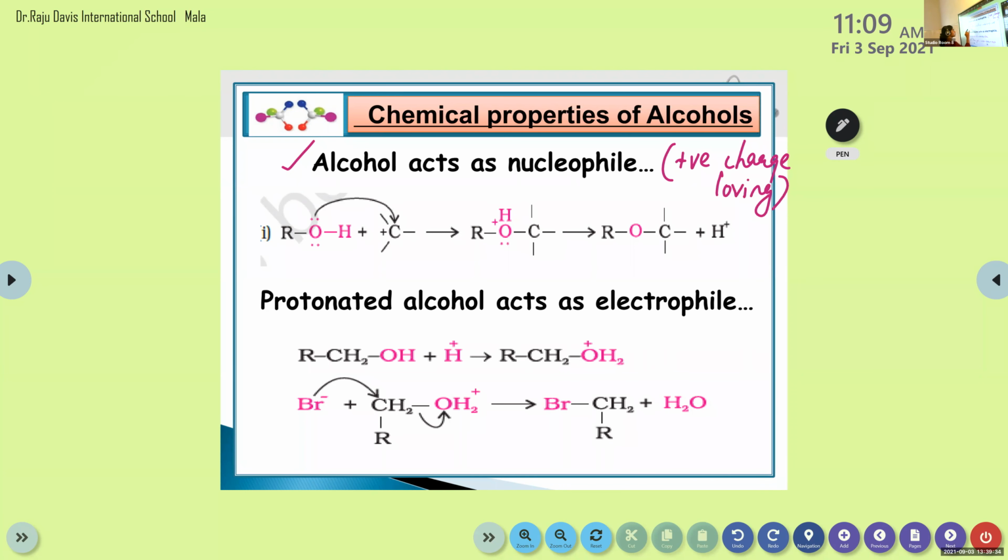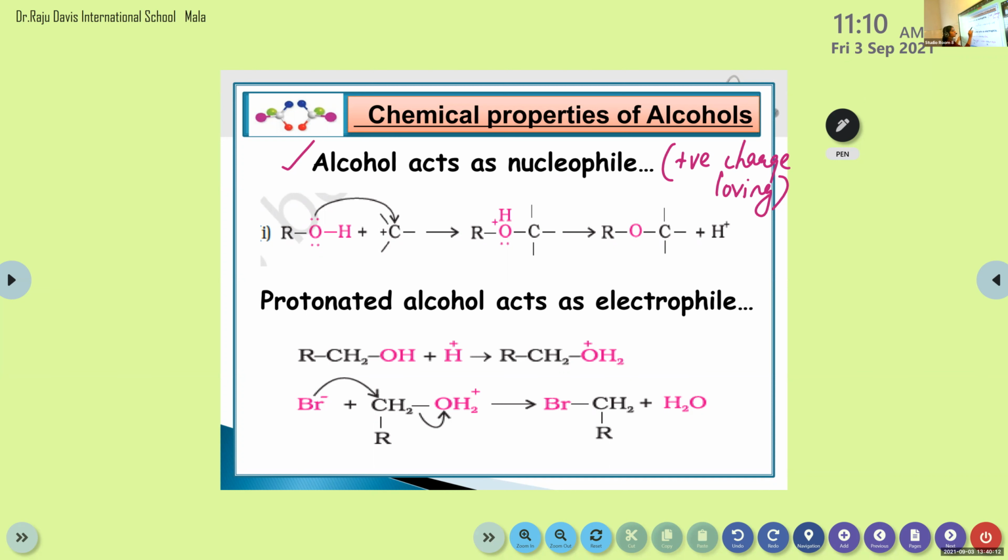Here you can see this one is alcohol, ROH. In this, the oxygen is the nucleophilic site. That means excess electrons are present on oxygen, that's why it is searching for positive charge. You can see the lone pair of electrons present on the oxygen atom. So this oxygen atom will attack the positive center of this alkyl group.